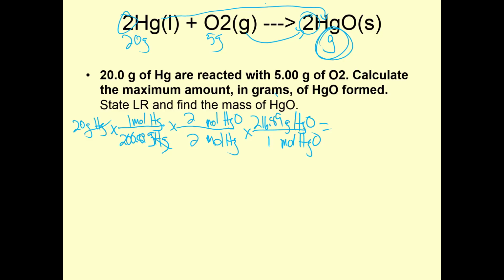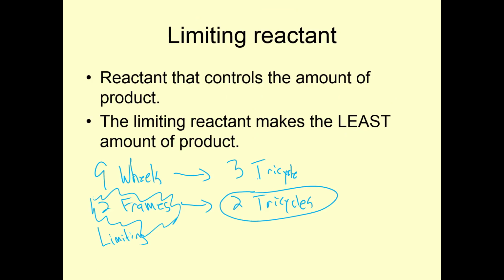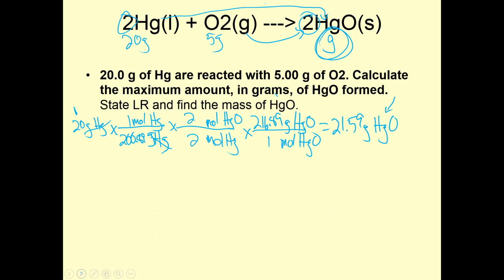Okay. And now I'm going to put all this in my calculator. 20 divided by 200.89 times 2 divided by 2 times 216.89. And that's 21.59 grams of HgO. Now, here's my deal. That might be how much I make. Remember how this was? Maybe I can make 3 tricycles, but maybe it's going to be less.